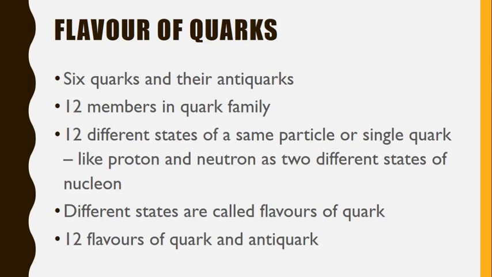In the last class we discussed that we can consider proton and neutron to be two different states of a single nucleon. Similar to that, here also we can consider a single quark, and the 12 different quarks are the 12 different states of that single quark. And these different states are called flavors of quark.